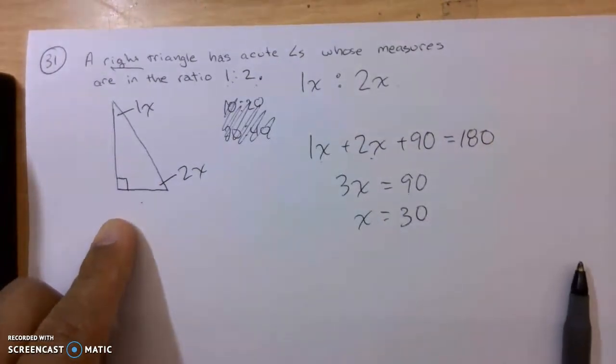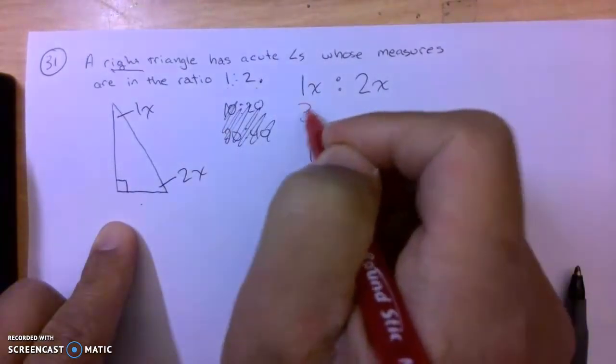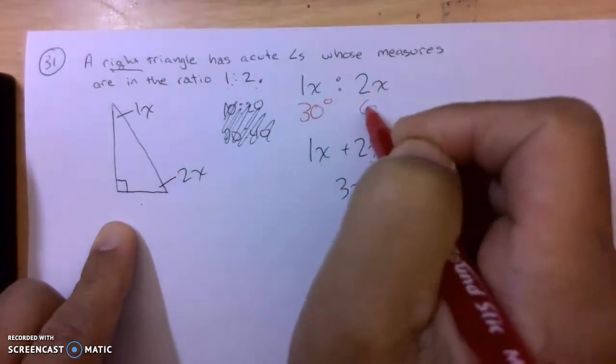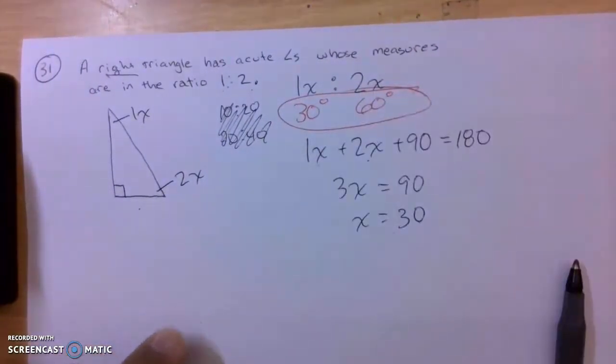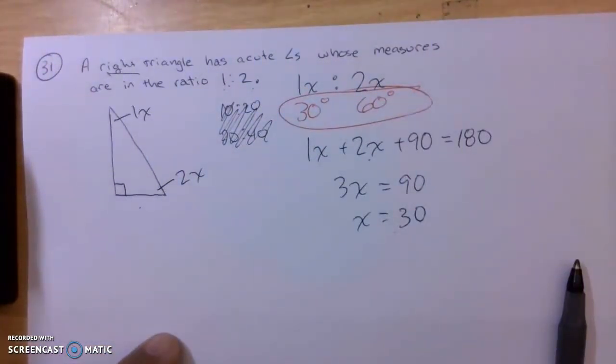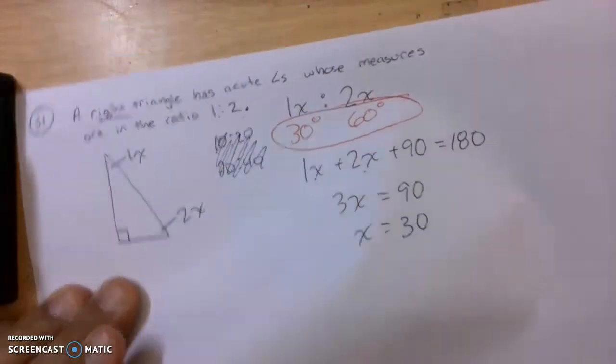So what does that mean? Well, 30 times 1, that's 30 degrees. 30 times 2, this is 60 degrees. And those are your two answers for number 31. Now we're going to move on to 32 here.